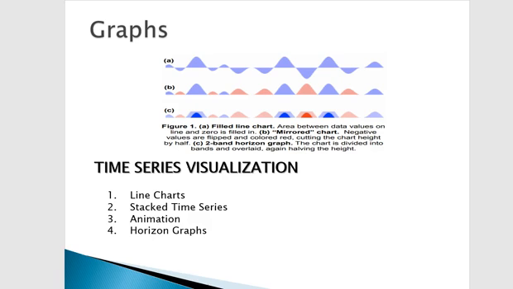Time series visualization is a common form for time series data, and researchers have developed many approaches, some of which are line charts, stacked time series, animation, and horizon graphs. Line charts are the most common form of time series visualization, using position encoding for both time and value. Line charts often encode time as progressing from left to right along the horizontal axis and encode time-varying values along the vertical axis.